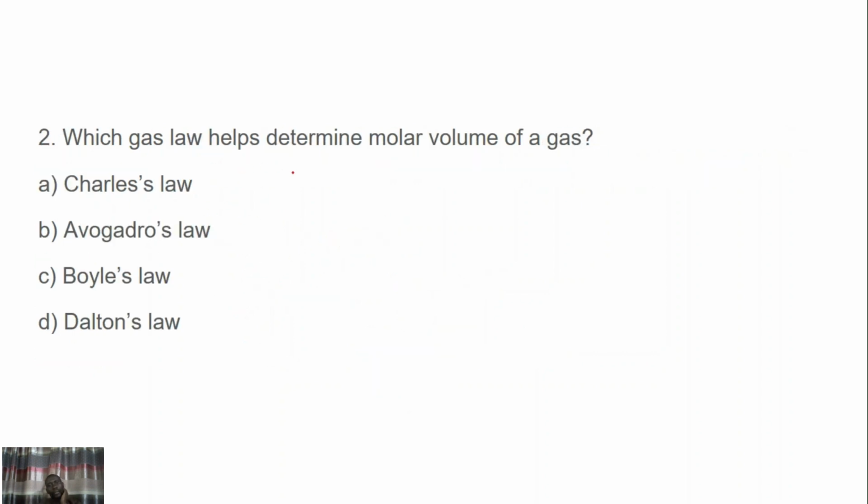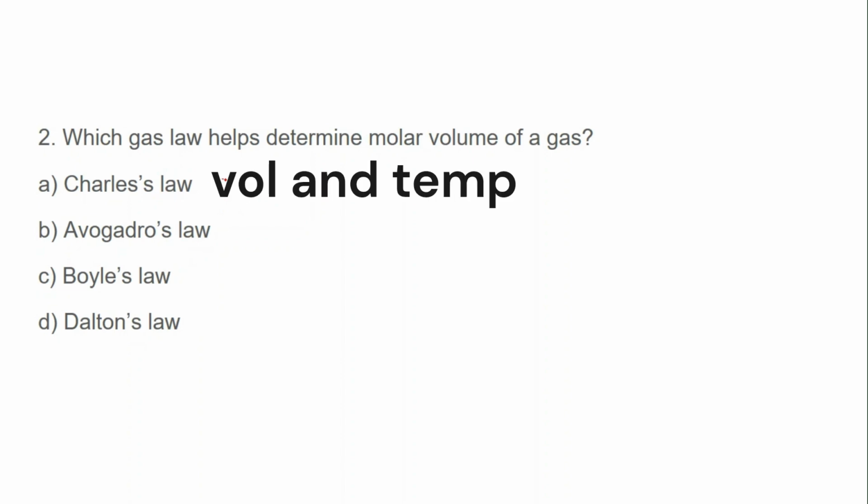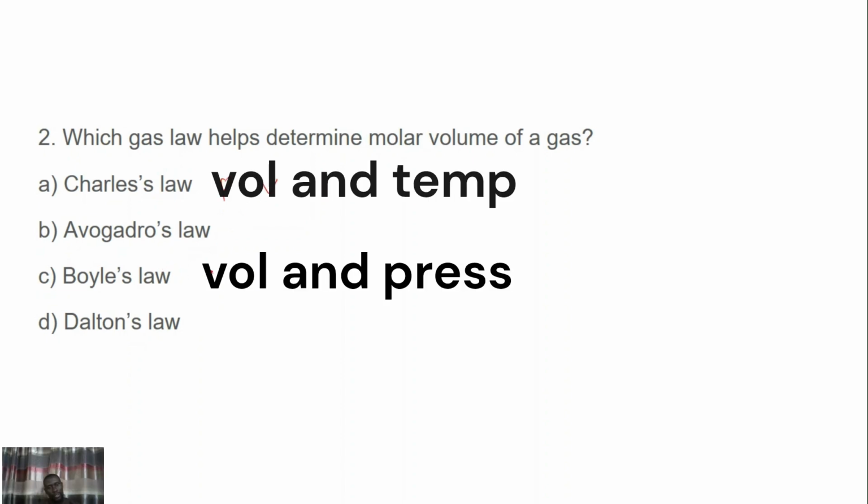Which gas law helps determine the molar volume of a gas? If you recall very well, Charles is about temperature, Boyle's is about pressure, and Dalton is partial pressure. Avogadro's law tells us what 1 mole of a gas will occupy at standard temperature and pressure. So this is the correct answer, B.